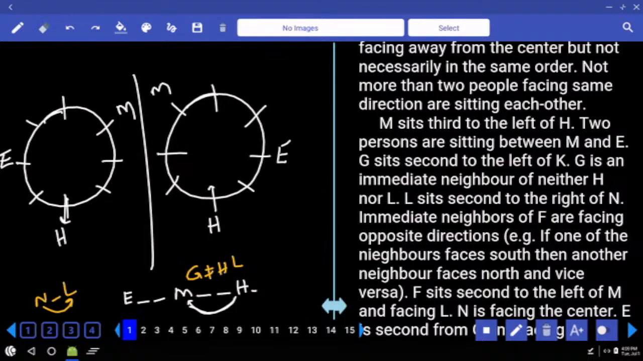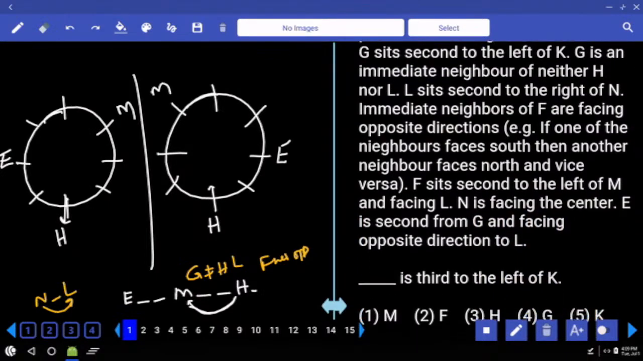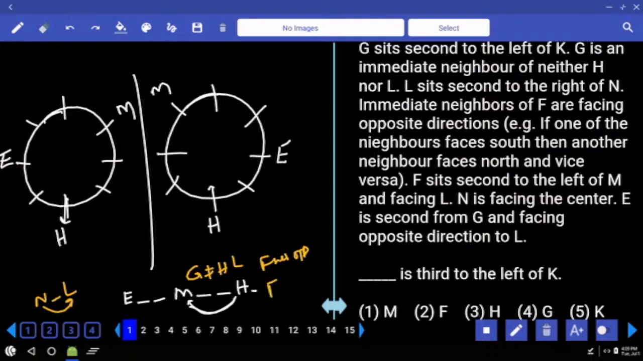And immediate neighbors of F are facing opposite directions. Then next one, F sits second to the left of M. Where is this F? F is seated second to the left of M and facing L. Now F and L are opposite to each other. Which 2 persons are opposite? F and L are opposite.